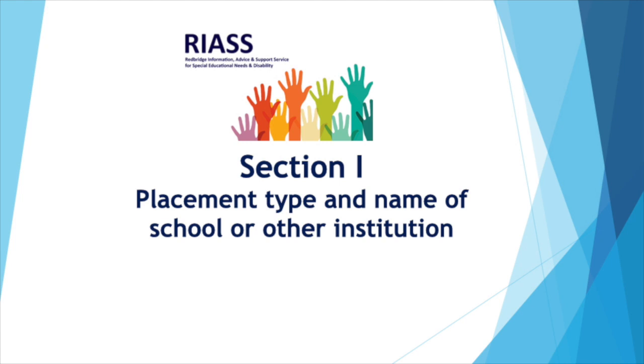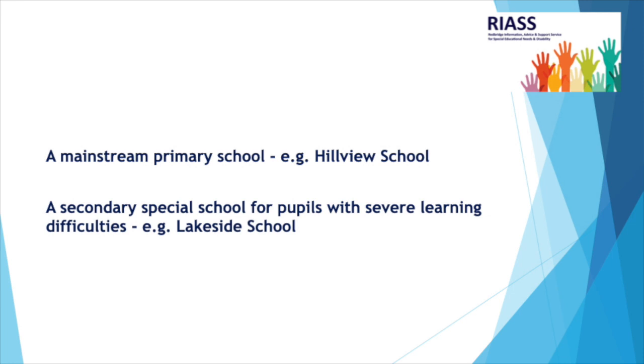Section I, placement. Section I will contain the type and the name of school or college. For example, a mainstream primary school, such as Hillview School, a secondary special school for pupils with severe learning difficulties, Lakeside School. If in this section the type of provision is included, such as mainstream or special school, then this is legal. The actual name of the school can be added at a later date. Section I can be challenged legally through the tribunal if needed to.